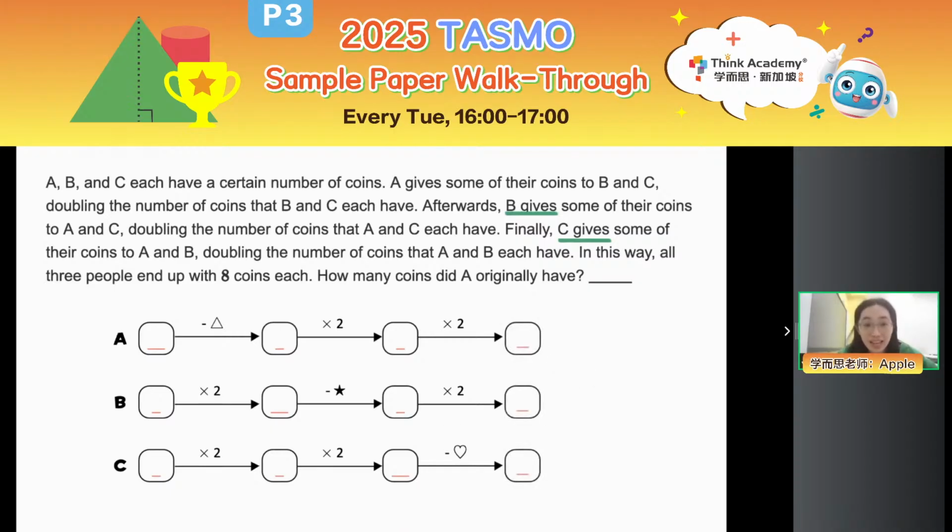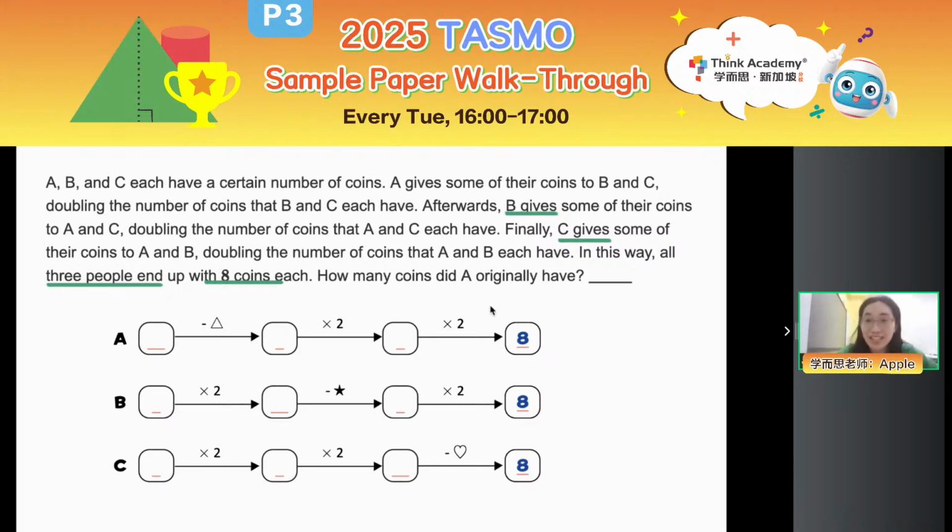Well, in the end, you see that all 3 people end up with 8 coins. So where should we label 8? Well, just label for the rightmost boxes. Well, following this, how do we figure out the number of coins that A had originally?